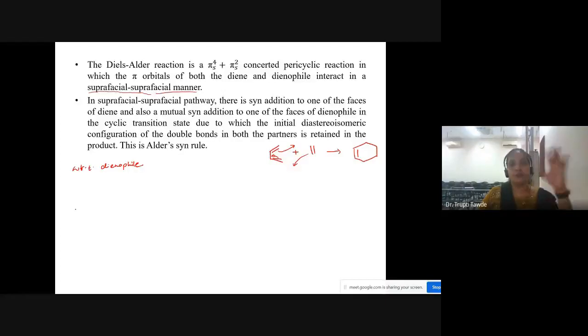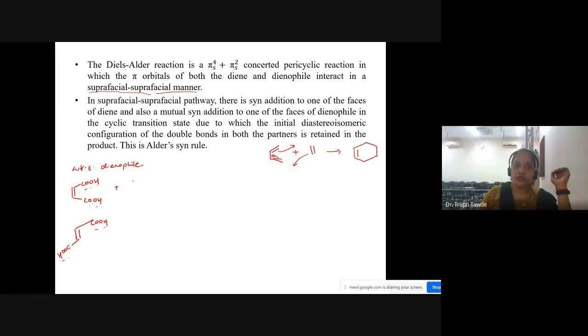Okay. With respect to dienophile, I'm saying this is my one dienophile and this is my another dienophile. So these substituents which are attached with respect to this dienophile, look at them. If you look at this arrangement, they are cis to each other. And if you look at this arrangement, they are trans to each other.